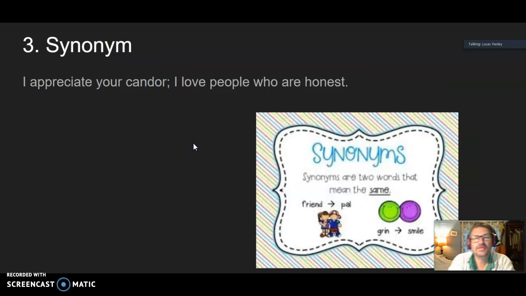All right, our third way to determine meaning from context is sometimes you'll get a synonym. I appreciate your candor. I love people who are honest. So from this sentence, if we're looking for the meaning of the word candor, we get the synonym honest. Candor has a slightly different meaning, but that gives you a good start on what the word means. All right, so make sure you have down 3 for synonym.